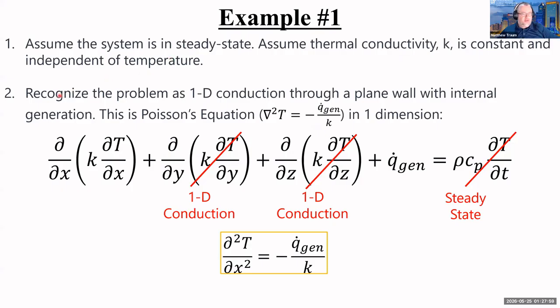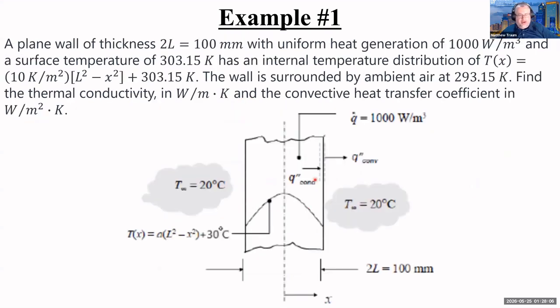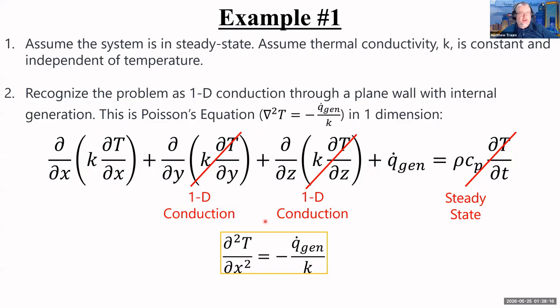And then we're also going to recognize that this is a one-dimensional problem. So it's just one-dimensional conduction in the X direction. There's no heat transfer in the Y direction, up and down. There's no heat transfer into the screen. So one-dimensional heat transfer in the X direction through the plane wall, with, of course, internal generation. So I'm going to leave this term alone because we're told that there's some internal generation, so that term has to stay. So what we end up with is Poisson's equation.